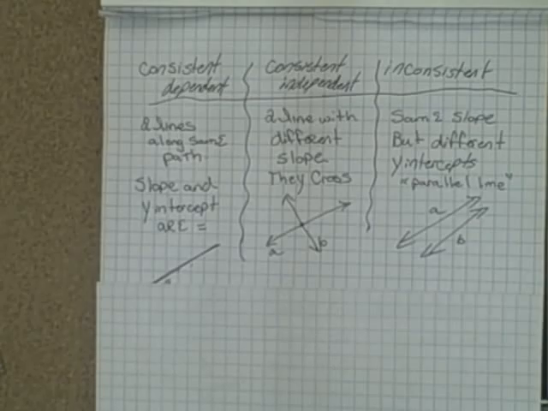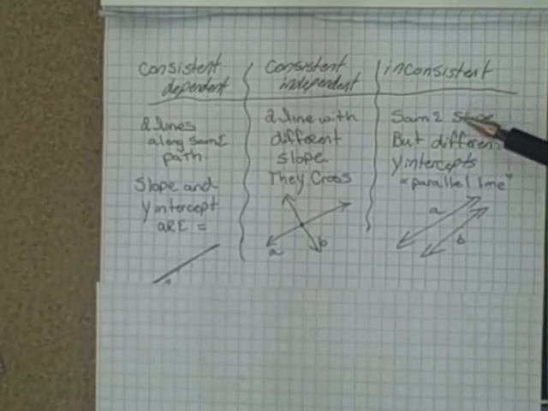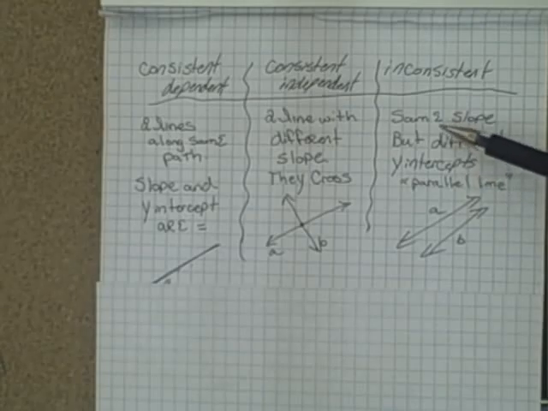The other type of linear system is called inconsistent, meaning that the lines have no solution whatsoever, and these lines actually have the same slope but different y-intercepts.